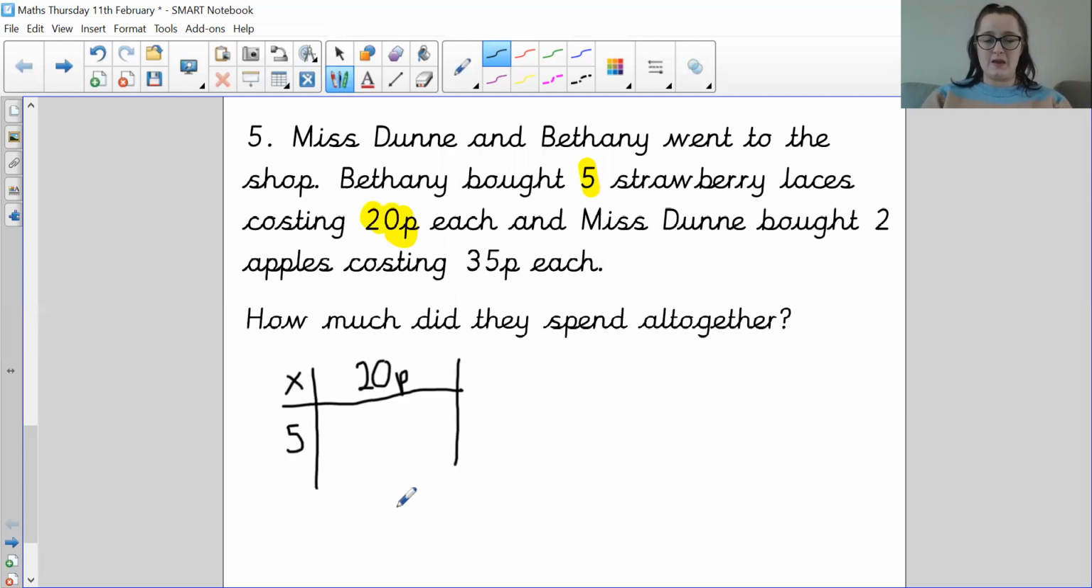So 5 times 20p. So what we'd do, we could count in 20s, which would make it really, really simple. Or we could do 5 times 2 and then multiply it by 10. Miss Dunn's going to count in 20s though. So 20p, 40p, 60p, 80p, 100p. Okay. Now we know in year 3 that 100p is the same as what? It is the same as, oh, see if I can do it. There we go. Miss Dunn's getting posh. £1. So we've sorted Bethany.